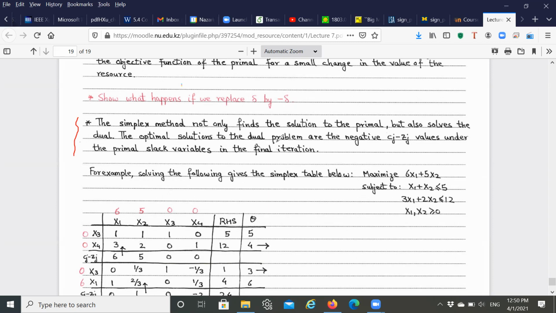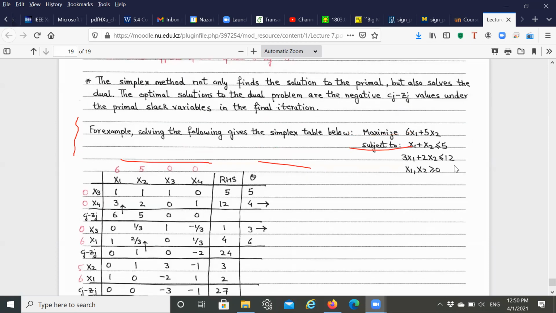The optimal solution to the dual is the negative values of Cj minus Zj, which we saw earlier, and I'll remind you what it was, under the primal slack variables in the final iteration. Keep this in mind: final iteration, primal slack variables, and the negative value of Cj minus Zj. Now let's see what this means using this example.